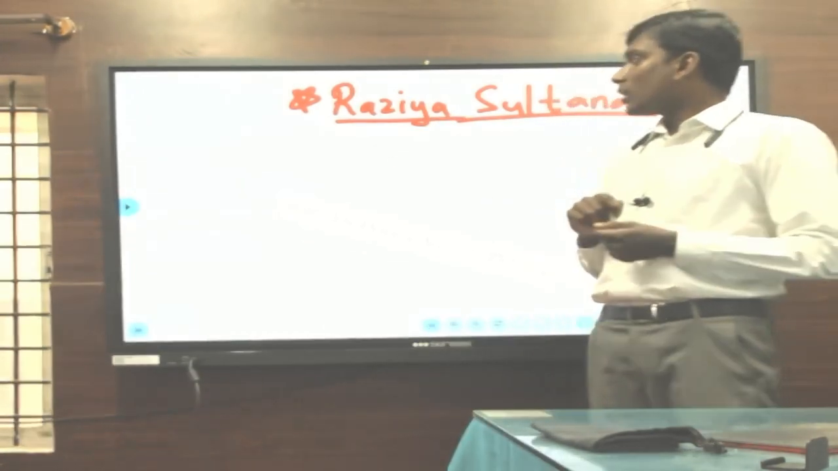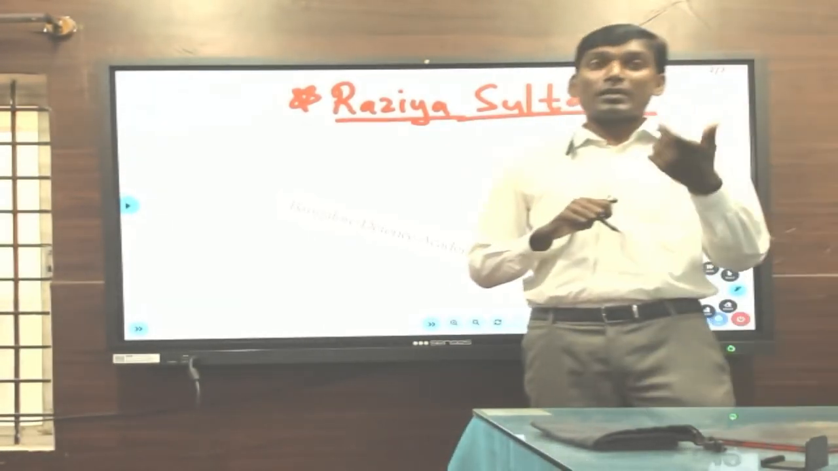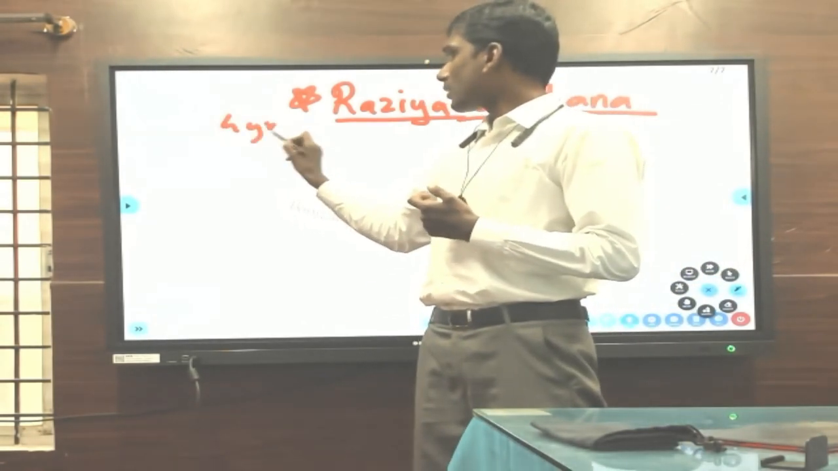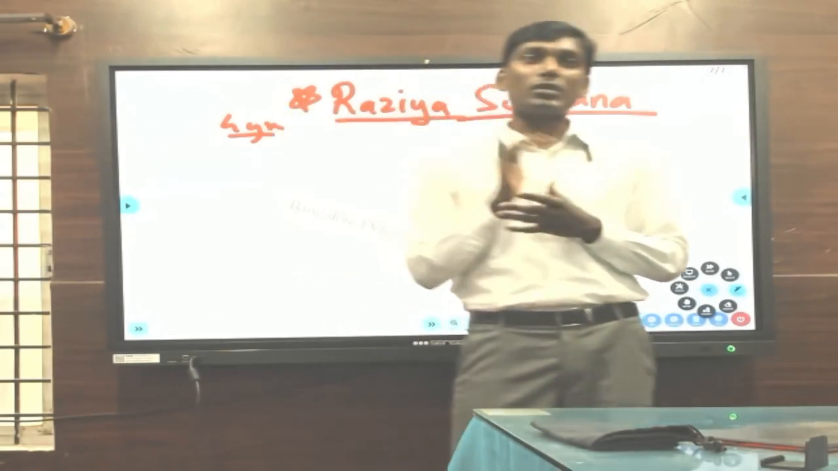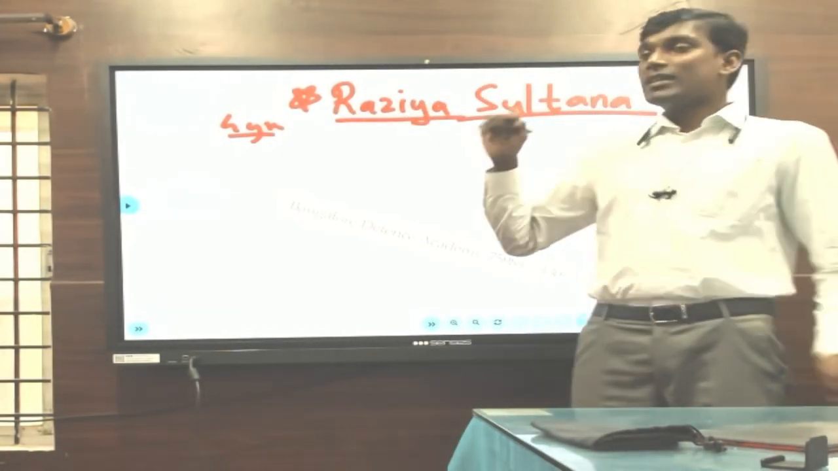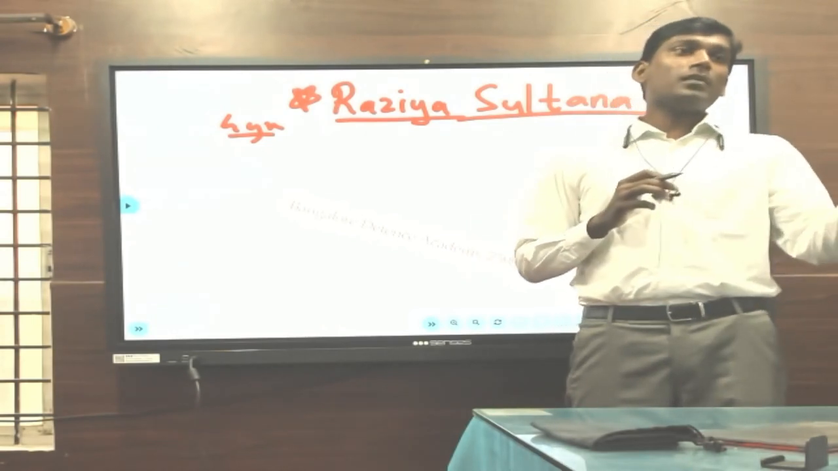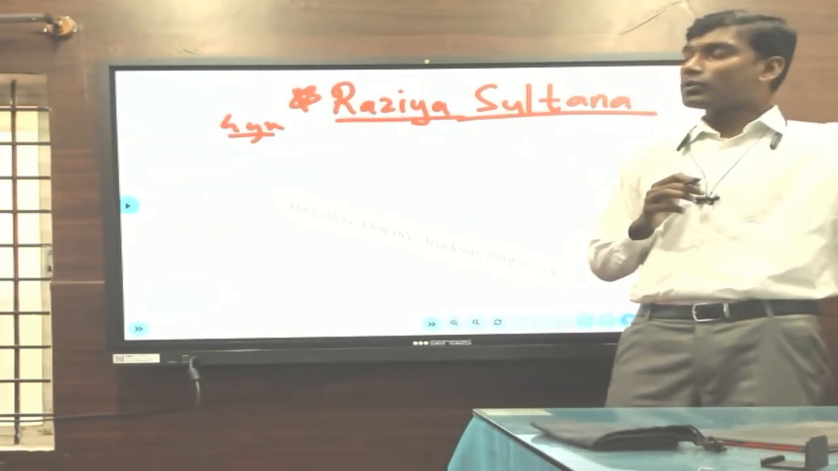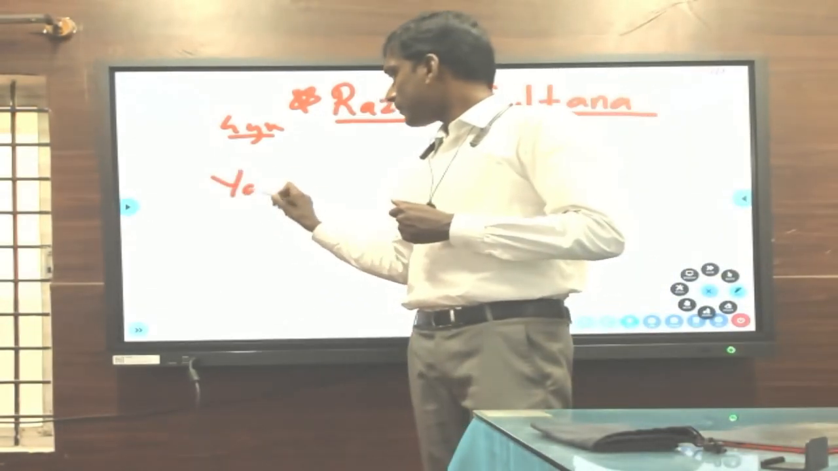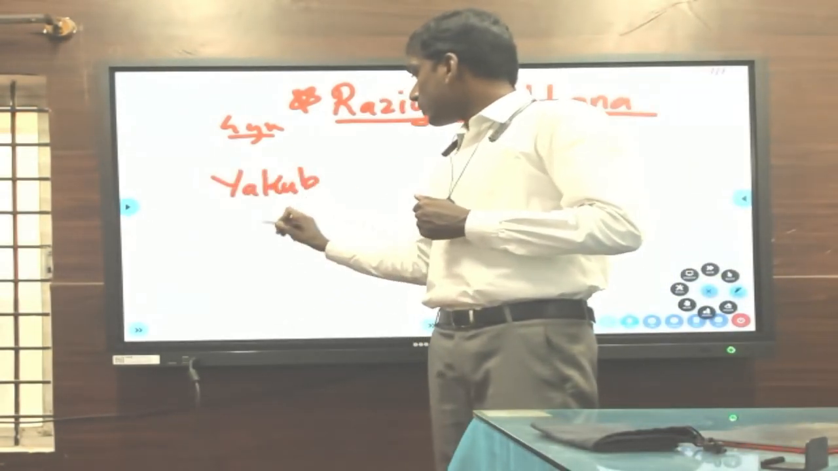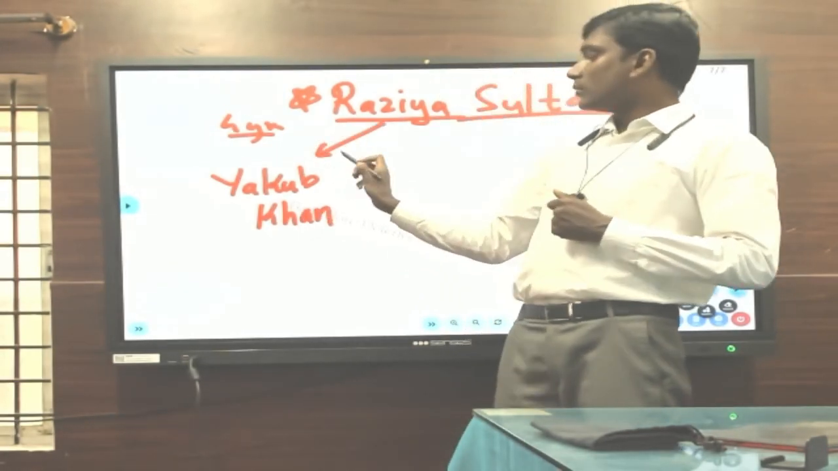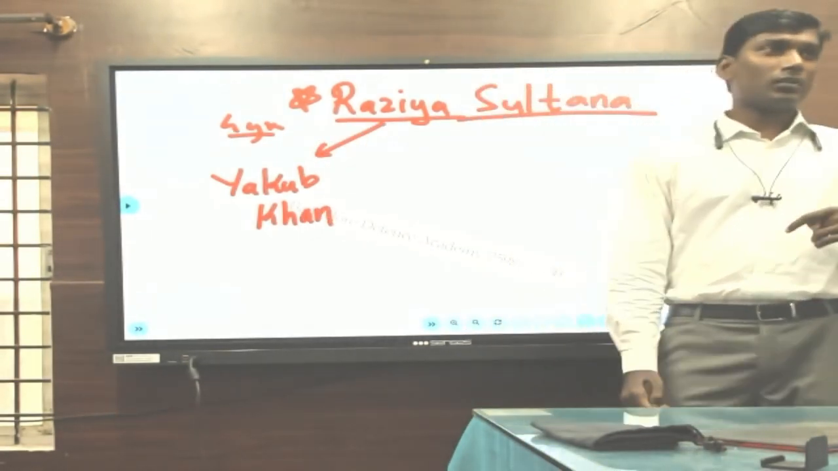Now Razia Sultana wanted to appoint a person. The problem started. She ruled India for only 4 years. Imagine. Now what happened in these 4 years? Look at this politics, and then I will tell you the expected question in your exam. Razia Sultana wanted a person to be the chief of her battalion, her armed forces. His name is Yaqub Khan.